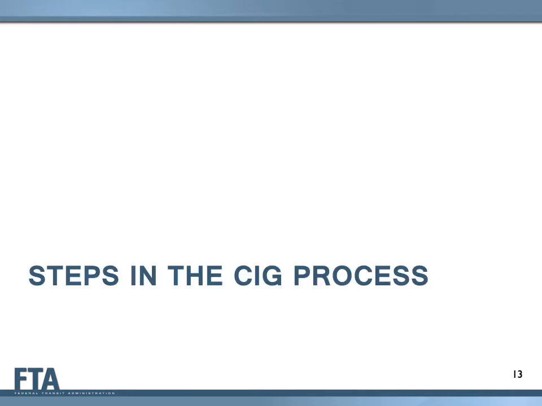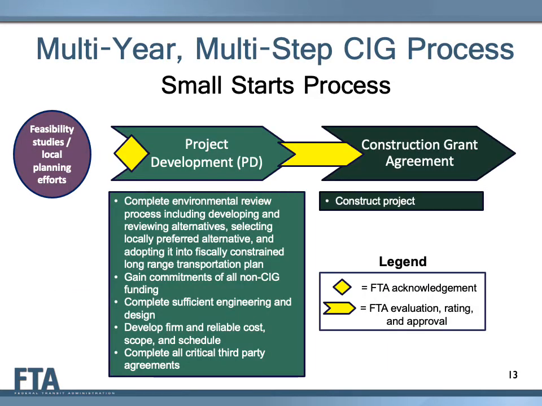Now that we have explained eligibility for small starts, we will turn our attention to the steps for getting into and through the CIG process for proposed small starts projects. This flowchart displays the steps in law that small starts projects must complete to be eligible for and receive small starts funds.